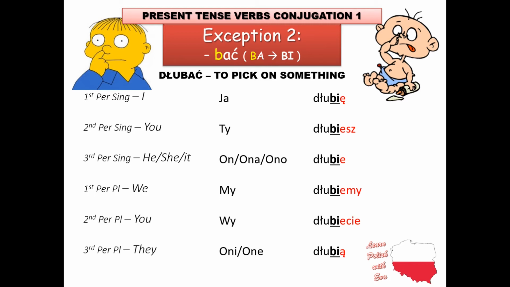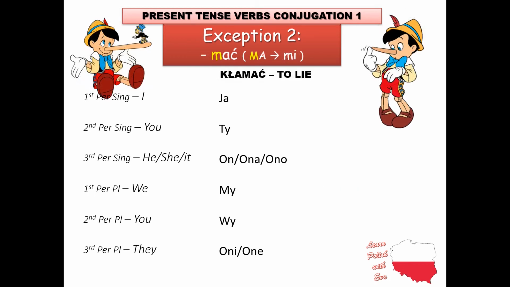And an example of an exception: a verb that ends in mać. When you see a verb that ends in ać and it actually ends in mać, you know that this will trigger the rules of the exception to the first group of present tense conjugations. So here I have a verb KŁAMAĆ, which means to lie. We do the same thing. We take off the chi. We change the ma part to mi, and we add the adequate verb endings. So the verb looks like this.